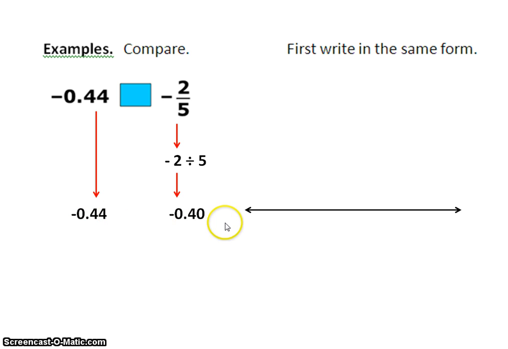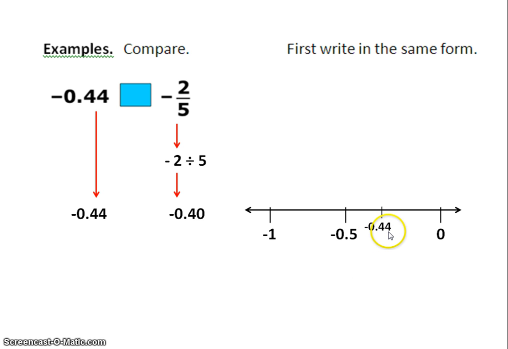Now, with comparing these numbers, I'm going to put these numbers on a number line. I'm going to have 0, and I'm going to put down negative 1. Now, negative 0.5 would be right in the middle. Negative 0.44 would be to the right, and further to the right, or closer to 0, would be negative 0.4.